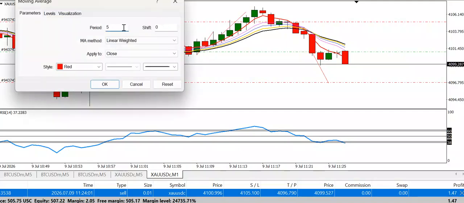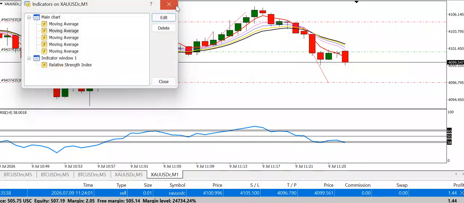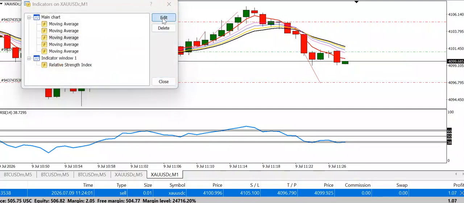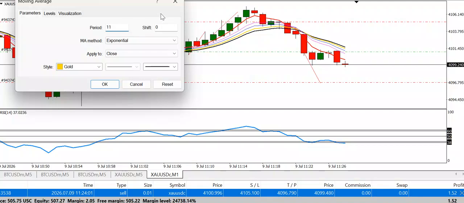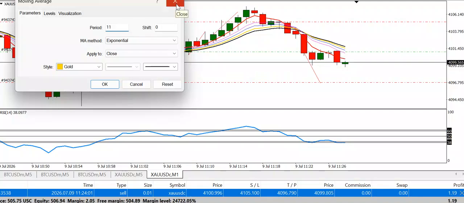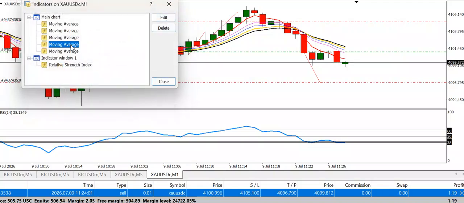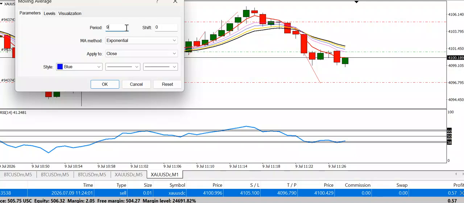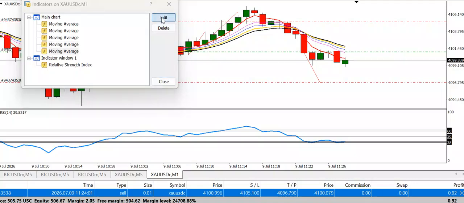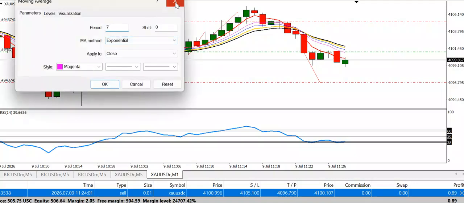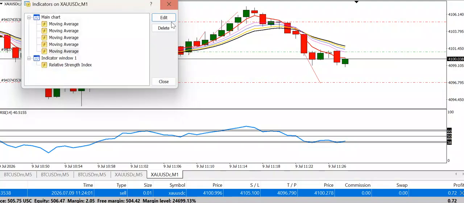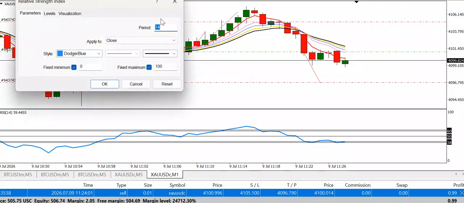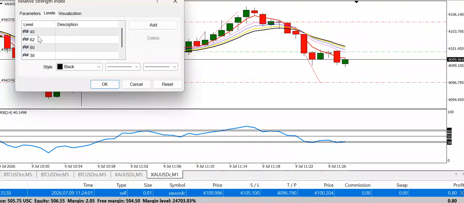We have 5 linear weighted, red color. We have 11 exponential moving average as gold color, and we have 9 exponential moving average, blue color. Then we have 7 exponential, magenta color. Then on the indicator window 1, we have RSI 14, Dutch blue. Levels we have 40, 60, 260, 38, black color.